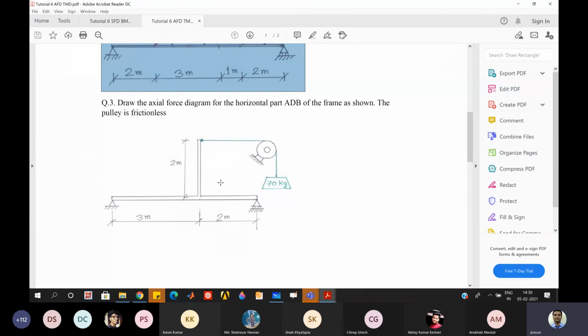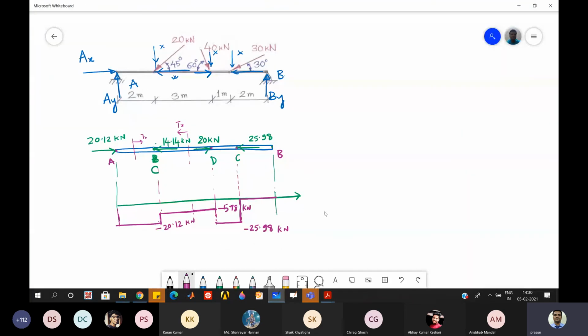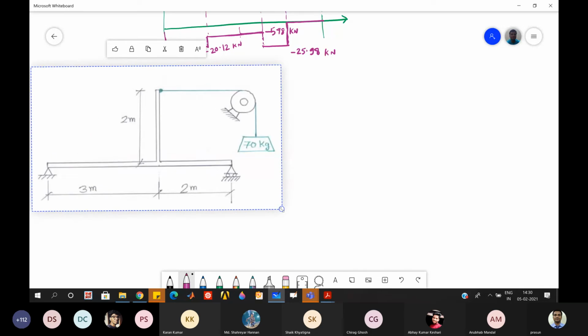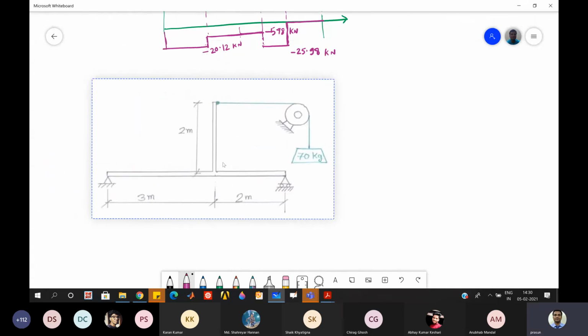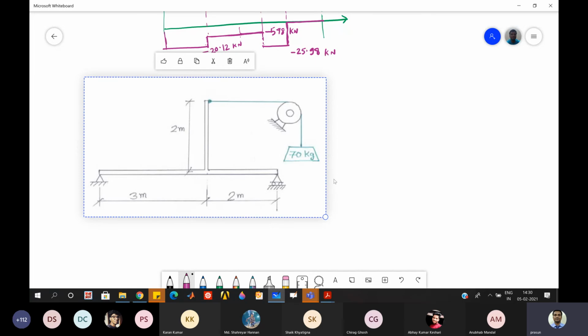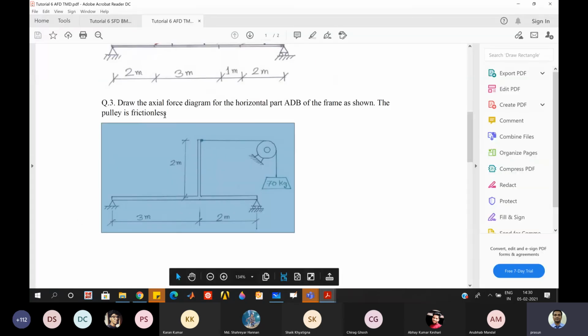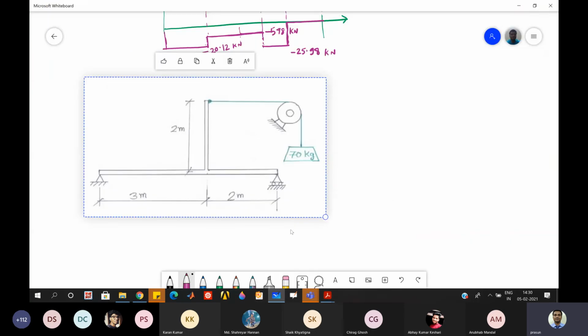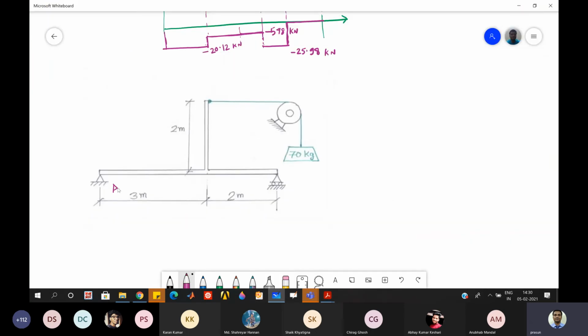So here, question 3. If I just take it, I think we can discuss this very quickly. We will be trying to draw the axial force diagram of this horizontal member. Draw the axial force diagram of the horizontal part ADB. It is not mentioned in the figure, but I think this point will be A, this middle point is D, and the rightmost point will be B. So this is your A point, this is D point, and this is B.